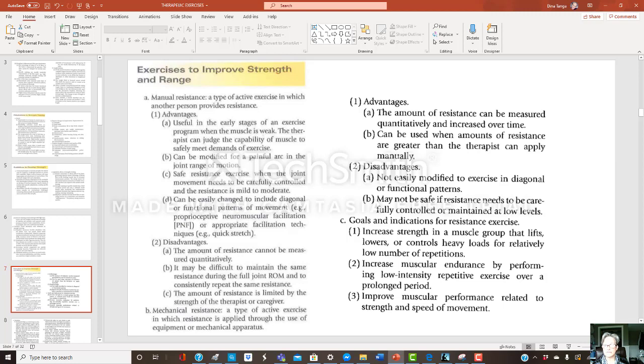Goals and indications for resistance exercise. Increase strength in the muscle group that lifts, lowers, or controls heavy loads, for a relatively low number of repetitions. Increase muscular endurance by performing low intensity, repetitive exercise over a prolonged period. Improve muscular performance related to strength and the speed of movement.